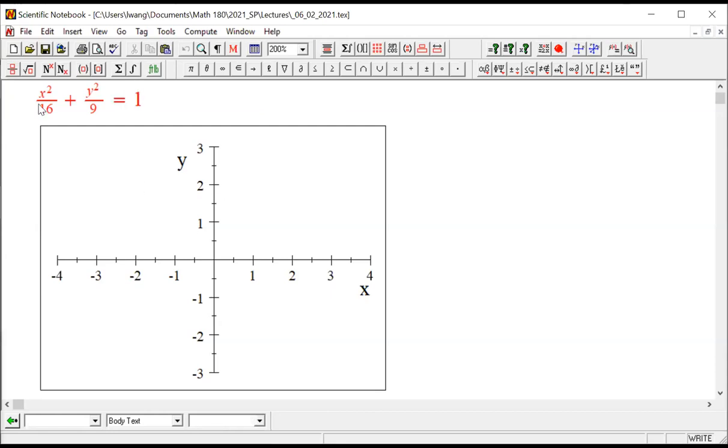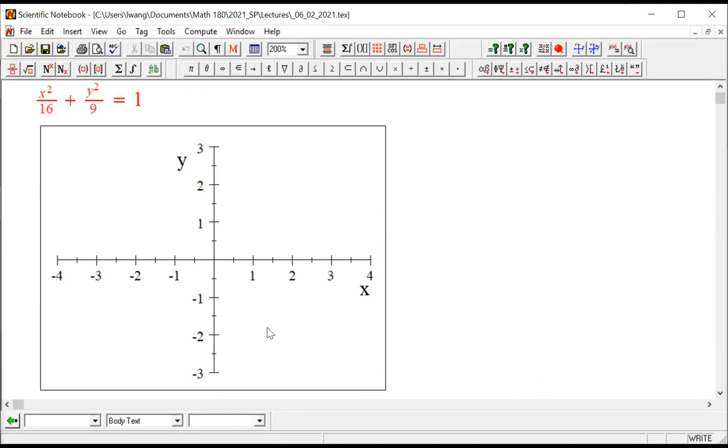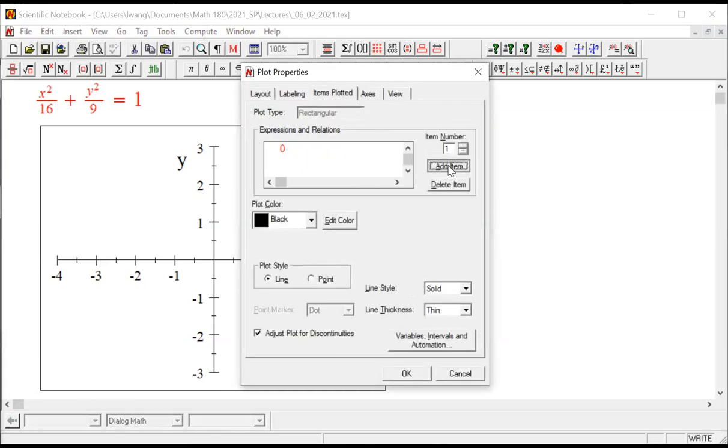And that's the ellipse. That's the ellipse, right? You guys have learned some conics, right? You learned some conics. We don't have time to go over conics that much anymore this semester, but this is the ellipse. So we can graph it. So I'm going to graph the ellipse.